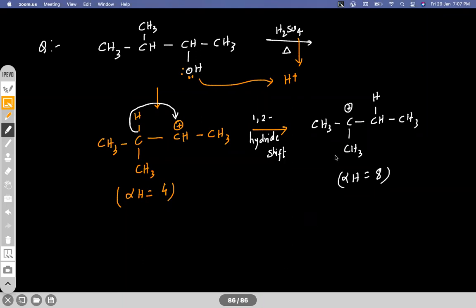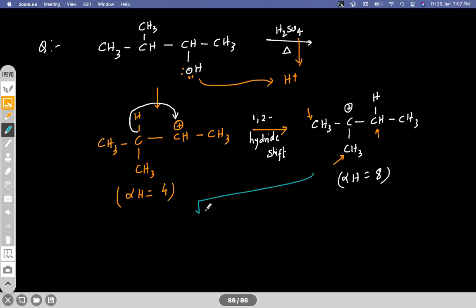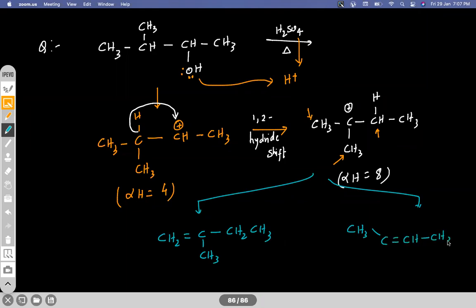Once this happens, we can remove hydrogen from any one of the carbon atoms, because the adjacent one is this or this or this, anyone. So two products are possible here. One is when hydrogen comes out from this carbon atom: CH2 double bond, C, CH3, CH2, CH3. And another one is CH3, C double bond CH, CH3, CH3.